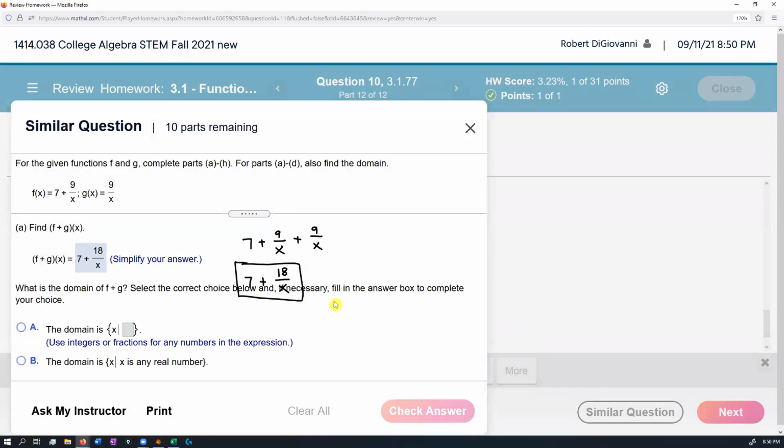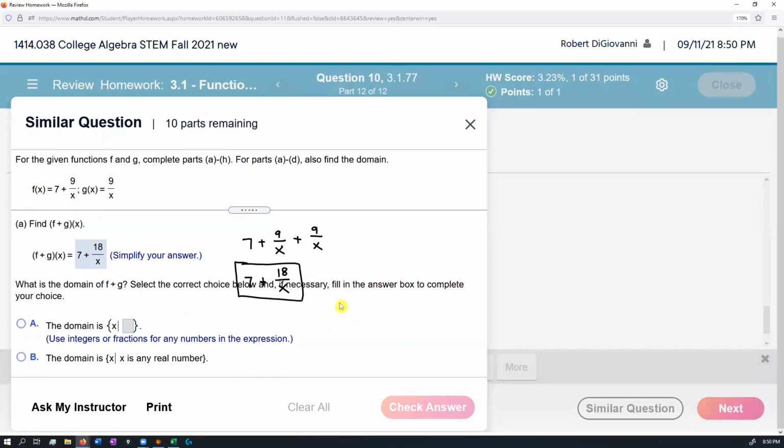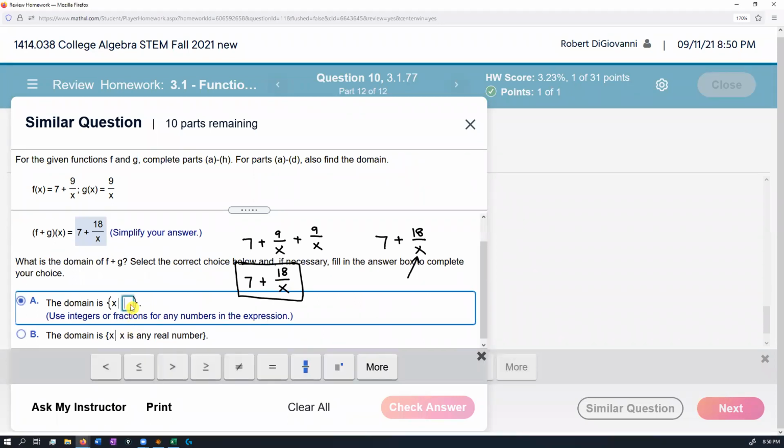Okay, now we're asked to find the domain. So for the domain of this, notice that on this function, 7 plus 18 over x, we cannot plug 0 in here or we get division by 0. Any other number should work. So we just are going to say all x, the set of all x such that x cannot be 0.